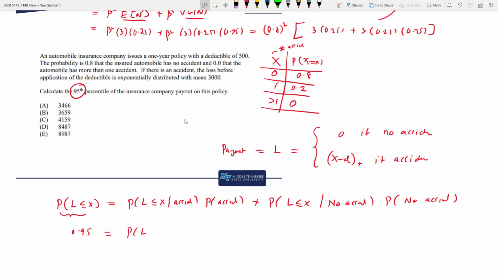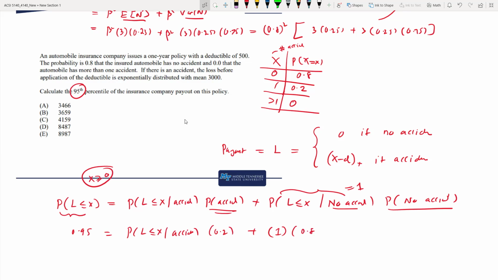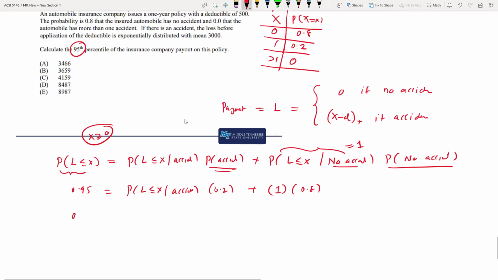So I will write this one as it is, probability L less than or equal to x given accident. The probability of accident is actually 0.2. If there's no accident, the loss is always going to be less than or equal to whatever the number, assuming x is non-negative. So this is always going to be 1 because it's always true. So 1, and then probability of no accident is 0.8. So that tells us that 0.95 minus 0.8 divided by 0.2 is 0.75. That equals probability loss less than or equal to x given accident.